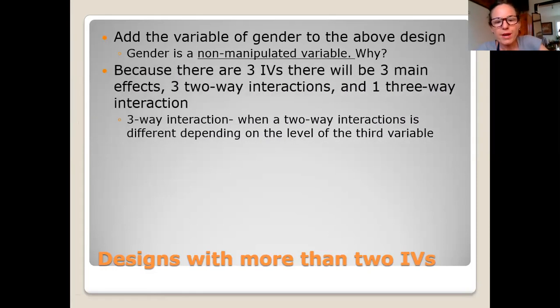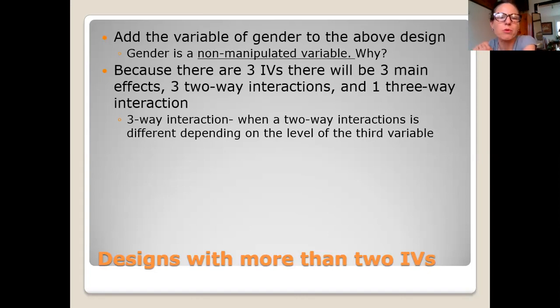Now, if you have a design with more than two independent variables, things can get a little bit complicated, because if there are three independent variables, there's going to be three main effects. And so there'll be a main effect for each of the independent variables. And then there'll be three two-way interactions and one three-way interaction. So you could have a two-way interaction between any two independent variables. Because you have three independent variables, you're going to have three two-way interactions, and then you get one interaction that could be between all three.